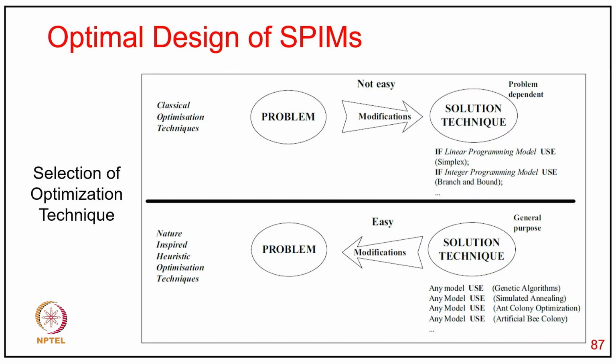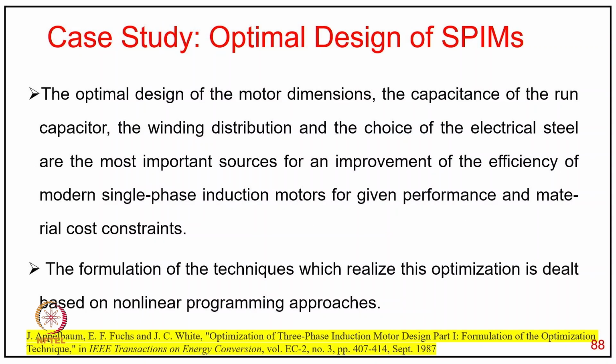Then the selection of optimization technique. There are classical optimization techniques used for solving this problem, and the solution technique is problem dependent. If it is a linear programming model, use the simplex method. If it is an integer programming model, then use branch and bound. And for a general purpose solution technique, use the genetic algorithm, simulated annealing, ant colony optimization, or artificial bee algorithm, and of course for hard problems, nature inspired heuristic optimization techniques. So this is typically the classification of the different optimization techniques.